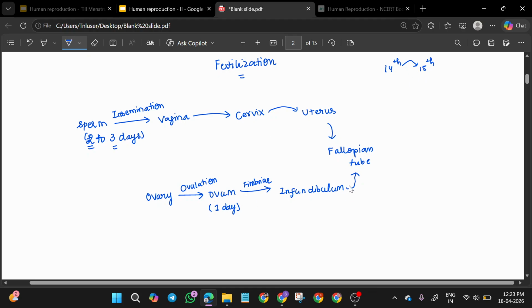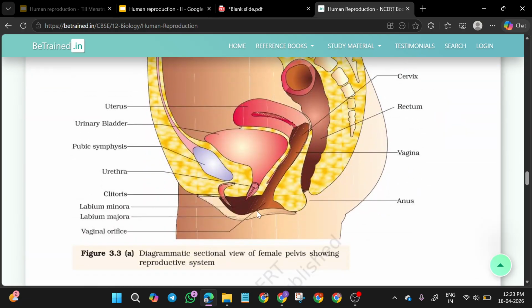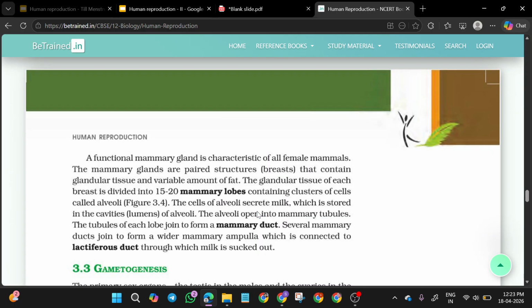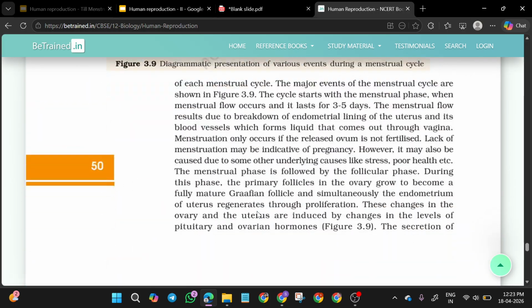So both have to meet simultaneously at the fallopian tube. Both need to meet in the fallopian tube at the same time. So this is why not all copulations lead to fertilization and pregnancy. This is given in NCERT. One second, you can see.